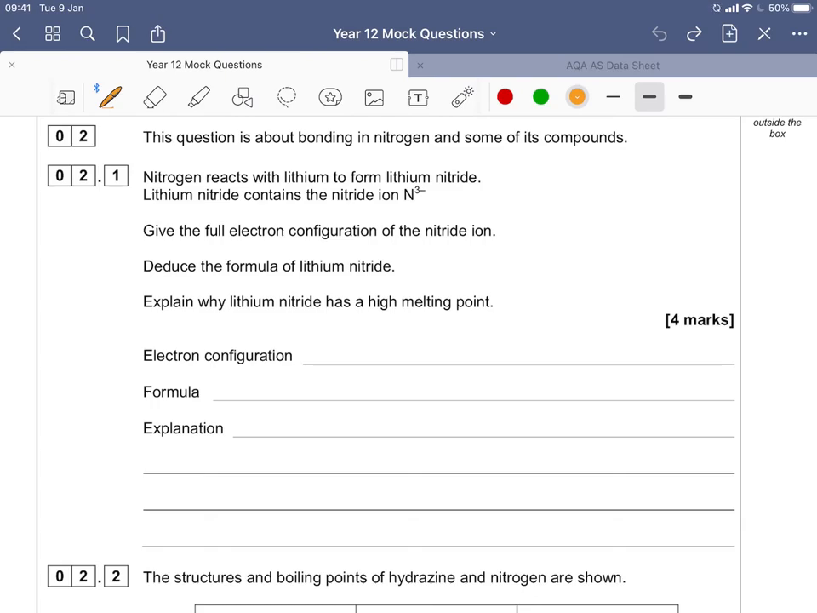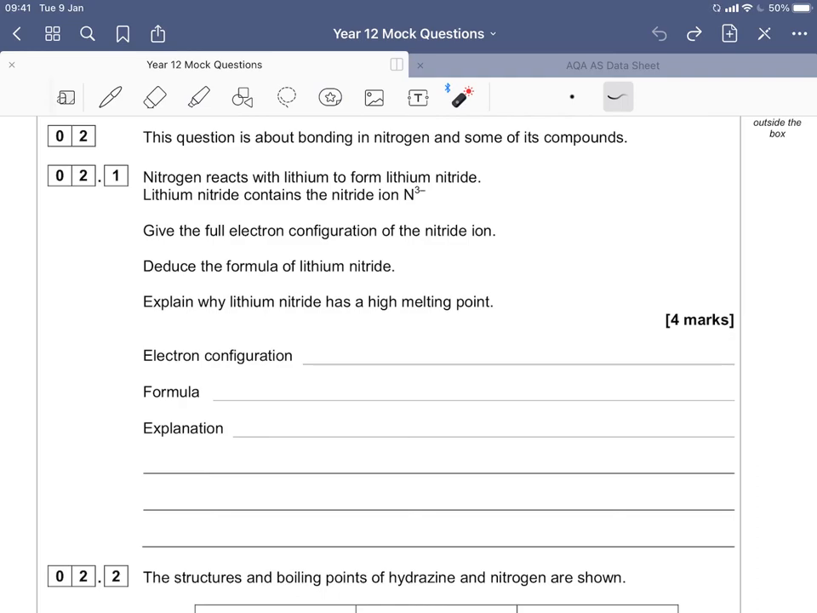Okay, so one thing to always remember is that any information you get before any of the sub-questions, so for example, here it's telling us that this is a question about nitrogen and some of its compounds, comes before any of the question parts. That is highlighting something relevant to all of the questions. So all of the questions are related in some way to bonding and nitrogen.